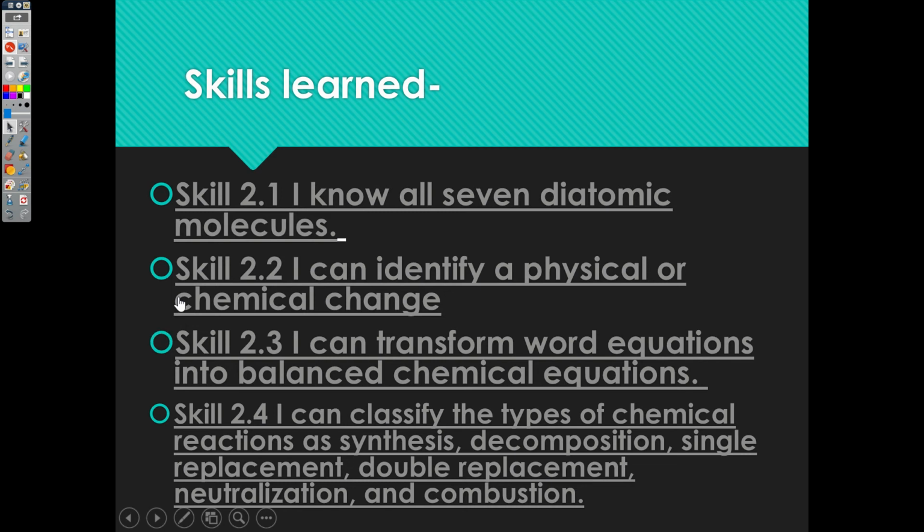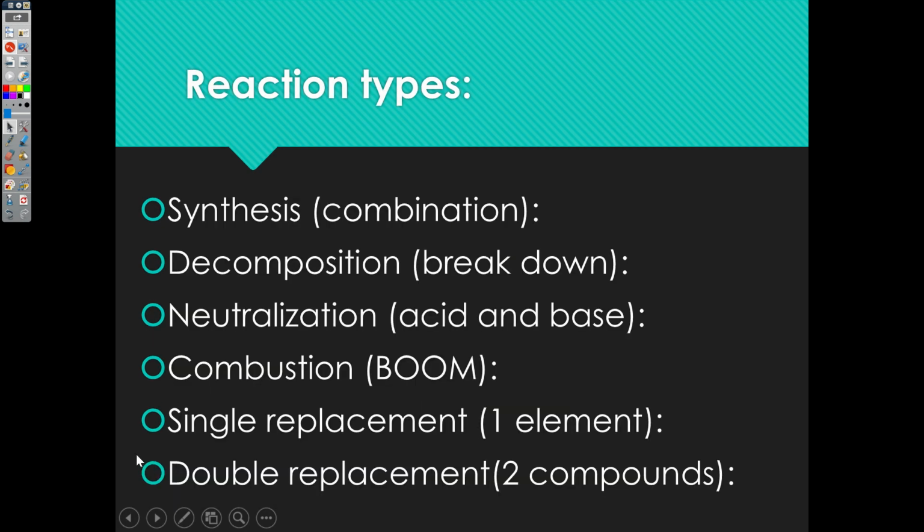2.3, we also looked at a little bit in the last video when we looked at nitrogen triiodide: transforming word equations into balanced chemical equations. So that's just taking the compounds that it gives you and making them into the formulas. And 2.4, that's the thing that's super new, is I can classify the types of chemical reactions. You got 5 to 6 different types: synthesis, decomposition, single replacement, double replacement, neutralization, and combustion. So that's what we're going to look at first, our reaction types.